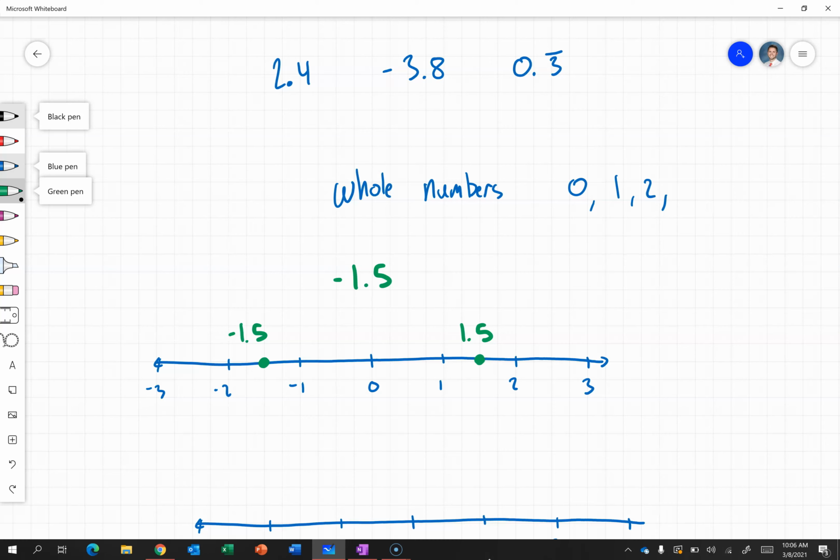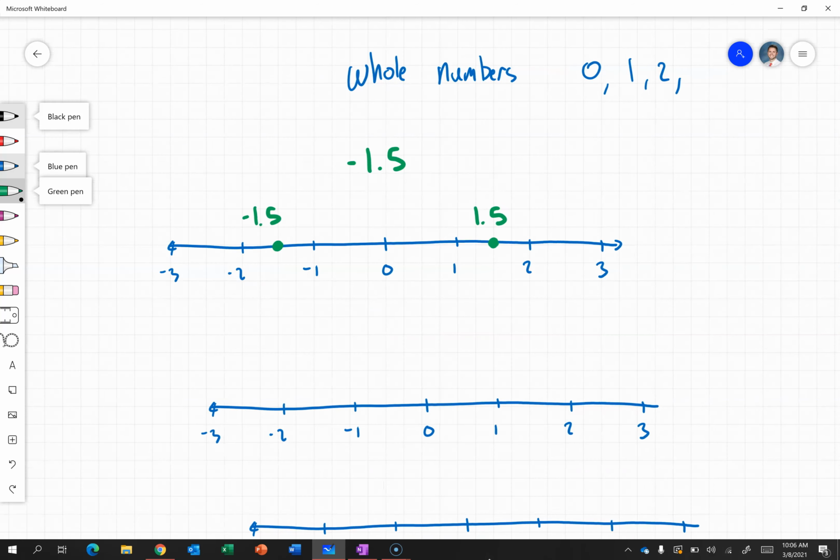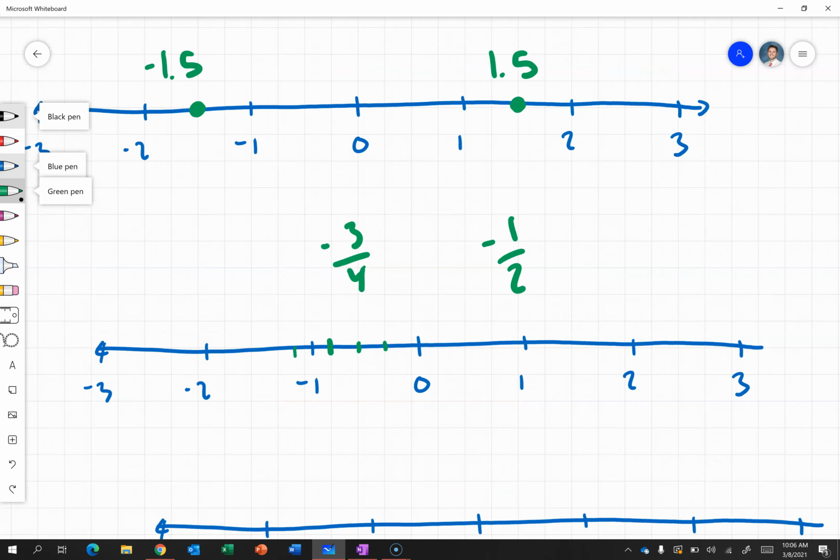Okay, now let's say we want to compare negative 3/4 and negative 1/2. In other words, which is greater and which is less than. So let's take a look. Negative 3/4, I can see here, right? I could break this up into fourths, and this here would represent negative 3/4 and this one would represent negative 1/2. So again, this is negative 3/4, this is negative 1/2, and I can see that negative 3/4 is farther to the left, so just like before, that means that negative 3/4 is less than negative 1/2.